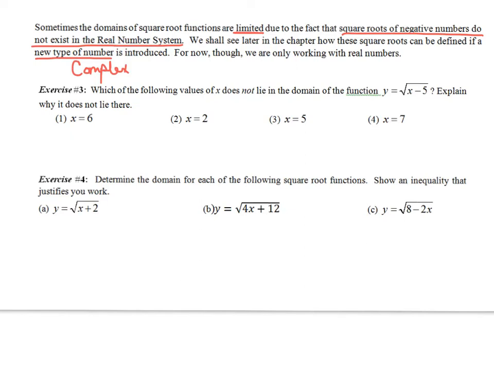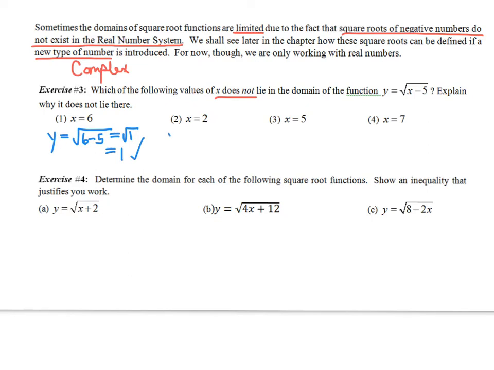So in exercise number 3, it says, which of the following values of x does not lie in the domain of the function? So if we want it not to lie in the domain, let's test out each x value and see which one gives us a real answer. So for example, if x is equal to 6, let's try it out. Y is equal to the square root of 6 minus 5, which of course is the square root of 1, but the square root of 1 is 1. That is a real number, that checks.